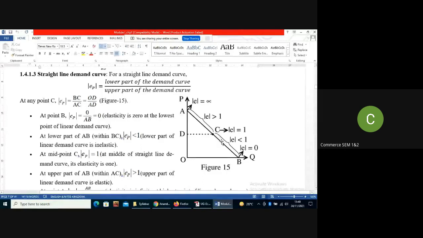So you can take any point on the demand curve, and using this formula, you can tell what is the value of elasticity. Say, take point B. What is the value of elasticity at this point?